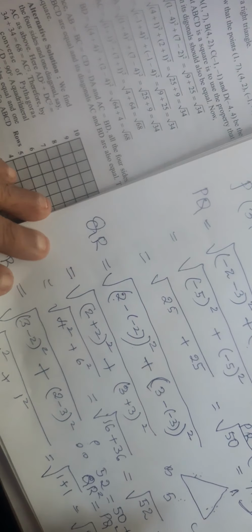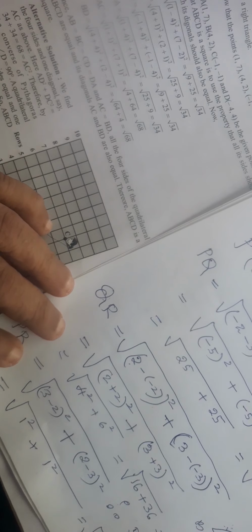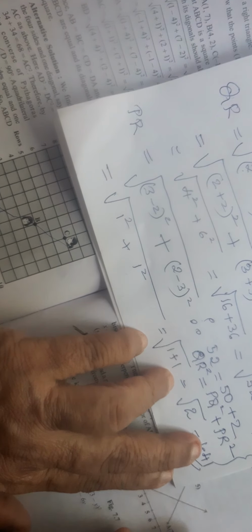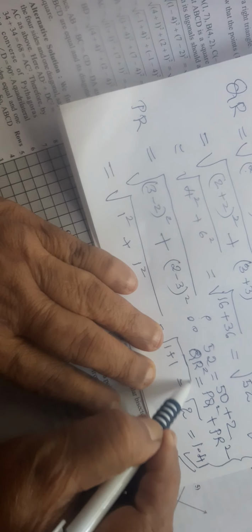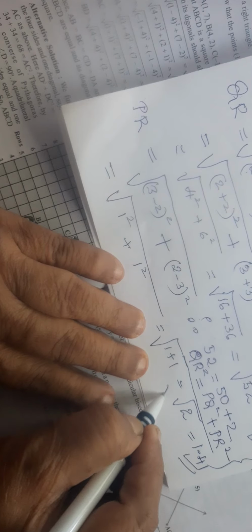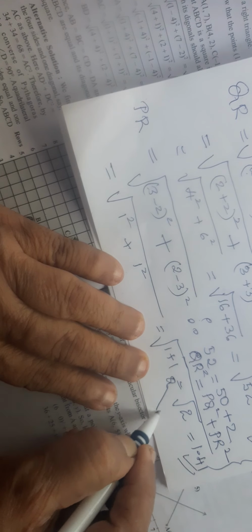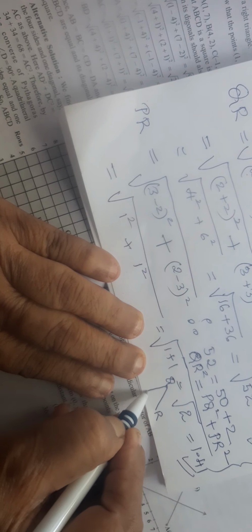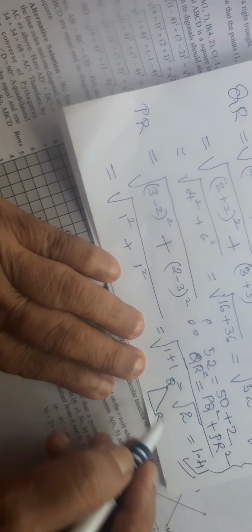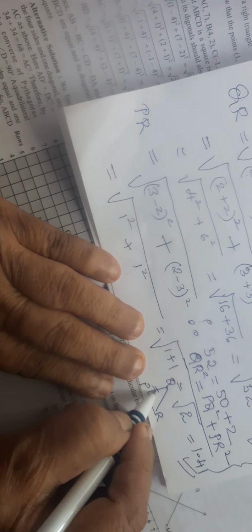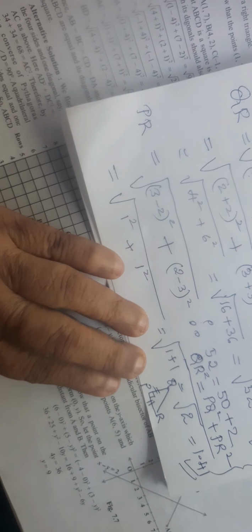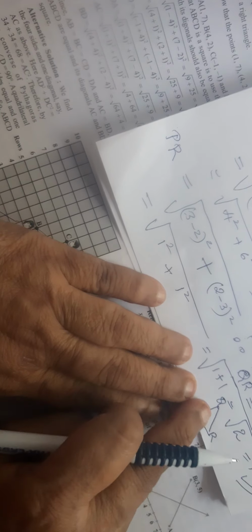See, they are following the property of Pythagoras. So QR squared is equal to PQ squared plus PR squared. You have got this now? So the meaning is QR will be the hypotenuse, and PQ and PR will be the sides containing the right angle. That is the meaning. So where is the right angle? The right angle is at point P.